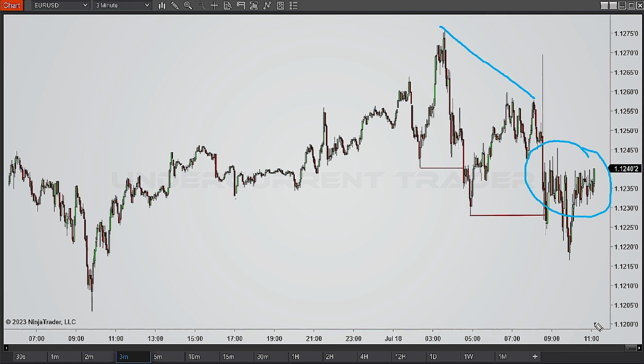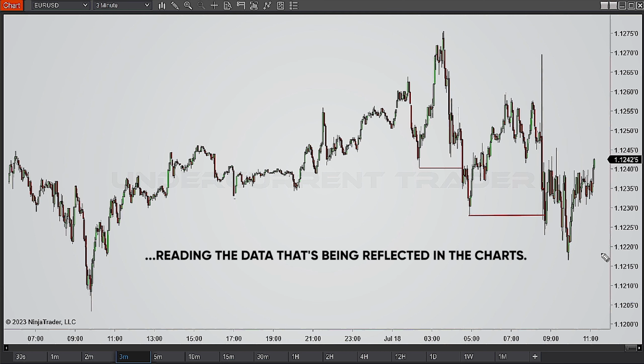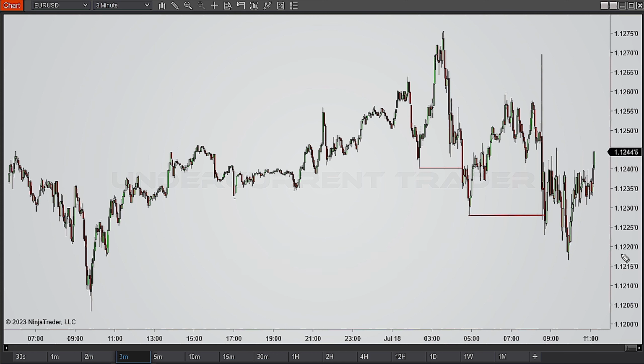And again, just by looking left as we draw a descending trend line, so just by looking left of our time frame, we can easily identify the market's persisting bearish tendencies. And guys, if you notice, all I'm doing at this point is reading the data that is being reflected in the charts. Nothing more, nothing less. So there is no complexity here, just identification of simple technical patterns.